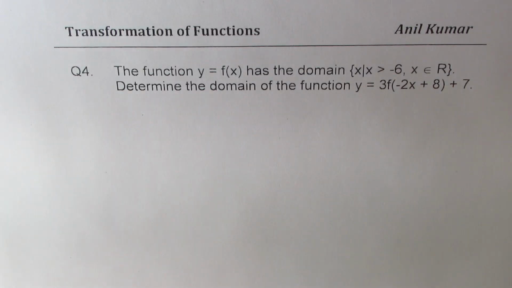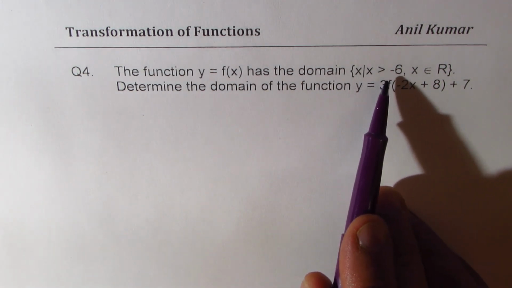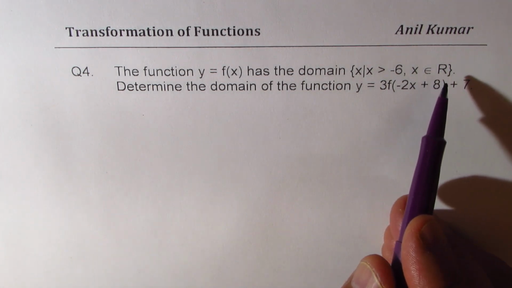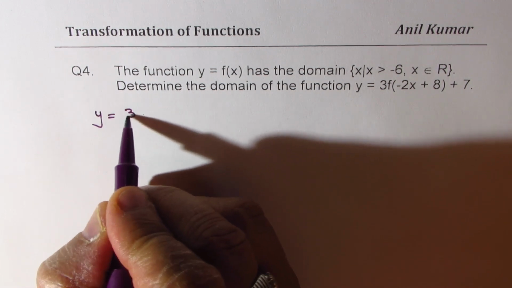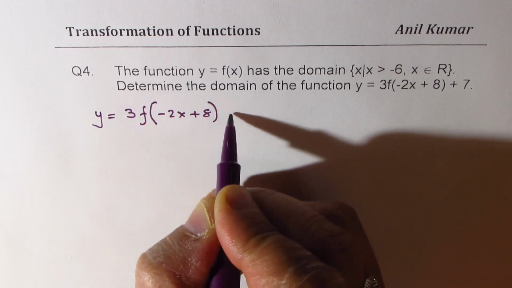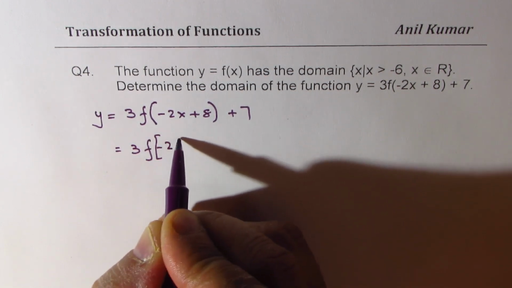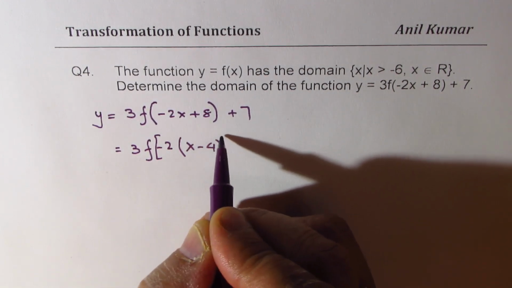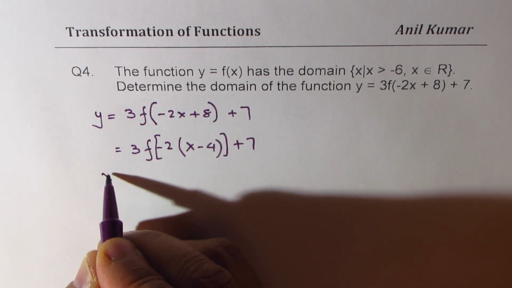Now let's take the last question, which is question number 4. Here we'll find the domain. The function y = f(x) has domain x > -6, where x belongs to real numbers. Determine the domain of the function. The new function here is y = 3f(-2x + 8) + 7. So let us factor -2, and we get -2 factored, x - 4, plus 7. Since we are interested in domain, let's check the x value, right?